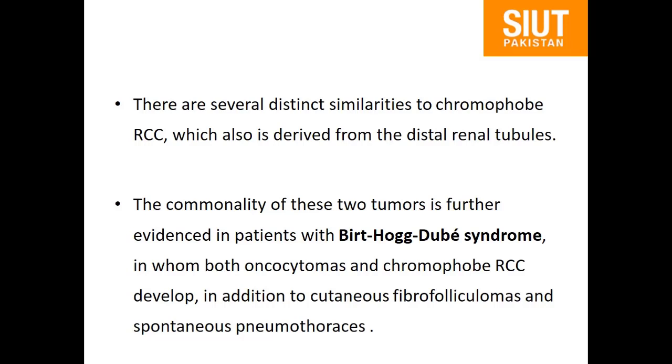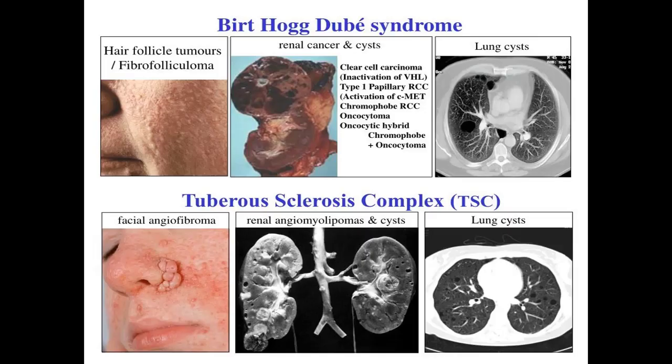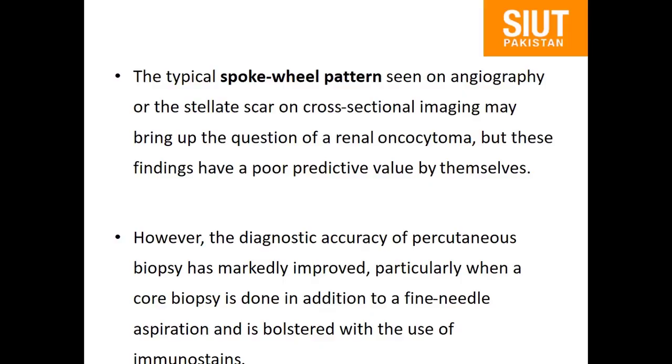If we talk about Birt-Hogg-Dubé syndrome, we basically have three things present in such a patient. Number one is the hair follicle tumors, or fibrofolliculoma, and then we have renal cancer or cysts. It could be simple oncocytoma or it could be clear cell carcinoma or chromophobe RCC. Then we have lung cysts which may rupture and cause frequent pneumothorax. And similarly, with tuberous sclerosis, we can also appreciate such features.